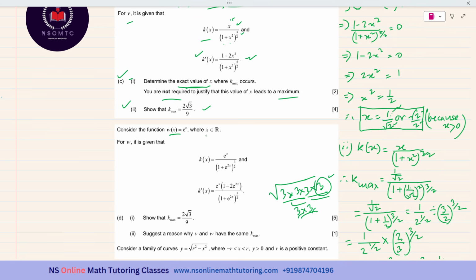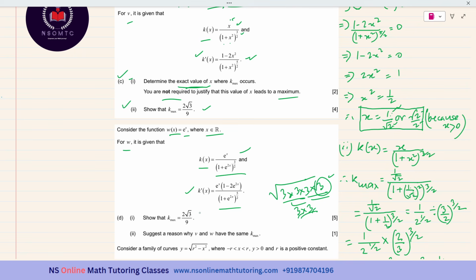Consider the function w of x equal to e to the power of x, where x is a real number. For w, it is given that k of x equal to e to the power of x over 1 plus 2x whole raised to the power of 3 over 2. And the first derivative of k of x is e to the power of x times 1 minus 2 times e to the power of 2x divided by 1 plus 2x whole raised to the power of 5 over 2. And I show that k max equal to 2 root 3 over 9.